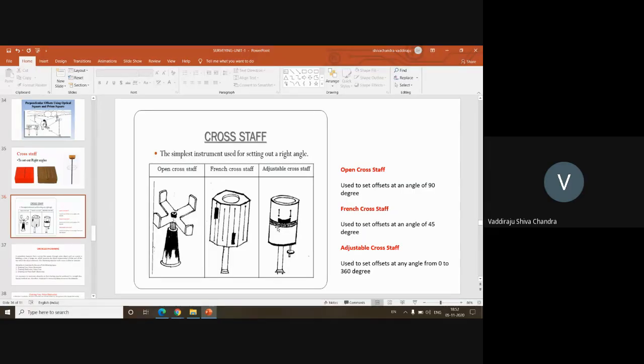But in most cases we generally go with the simple cross staff or open cross staff. In our lab, we have only the open cross staff. So we are going to establish only perpendicular offsets in our lab.